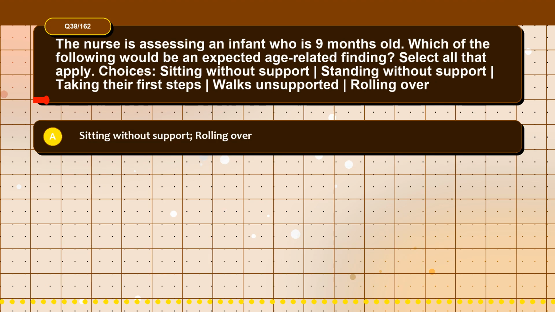Question 38. The nurse is assessing an infant who is 9 months old. Which of the following would be an expected age-related finding? Select all that apply. Choices: sitting without support, standing without support, taking their first steps, walks unsupported, rolling over. Here are the options. Option A: sitting without support, rolling over.